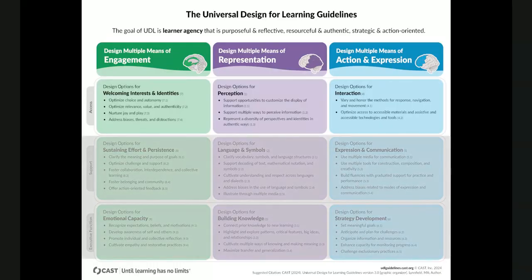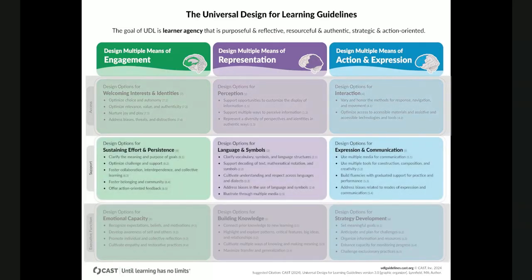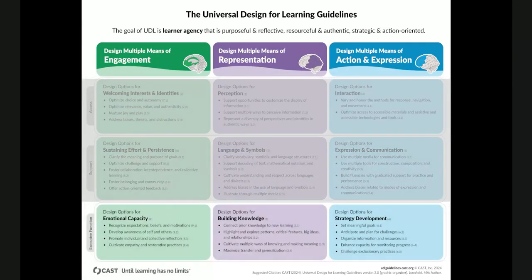In the access row, we design for inclusion. We help learners feel welcomed, perceive the content, and interact with it meaningfully. In the support row, we raise the challenge and scaffold growth, helping learners persist, interpret more complex material, and communicate effectively. In the executive function row, we're aiming for independence, supporting emotional resilience, knowledge building, strategy development. These are the lifelong skills that lead to true learner agency.